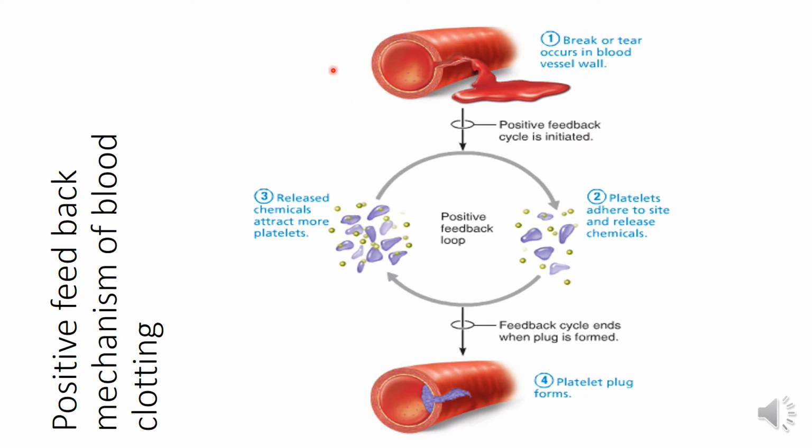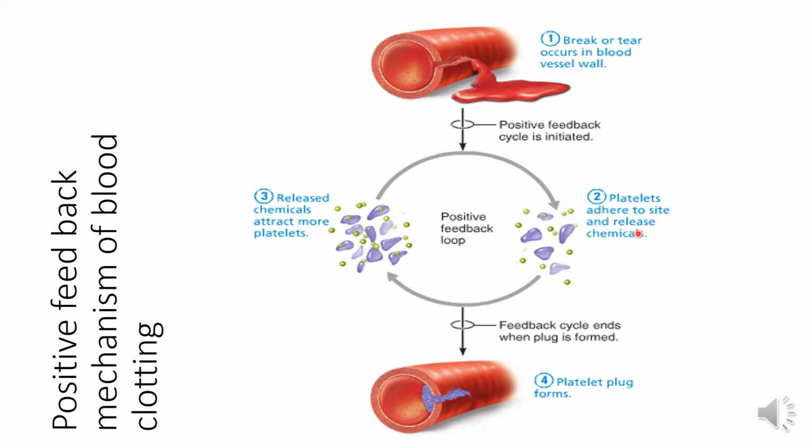Another example of positive feedback mechanism is seen during formation of a blood clot. As you know, a blood clot is useful to close the opening in the blood vessel. Suppose there is injury to the blood vessel, the wall becomes rough, and this roughness in the blood vessel will lead to adherence of the platelets to that site.